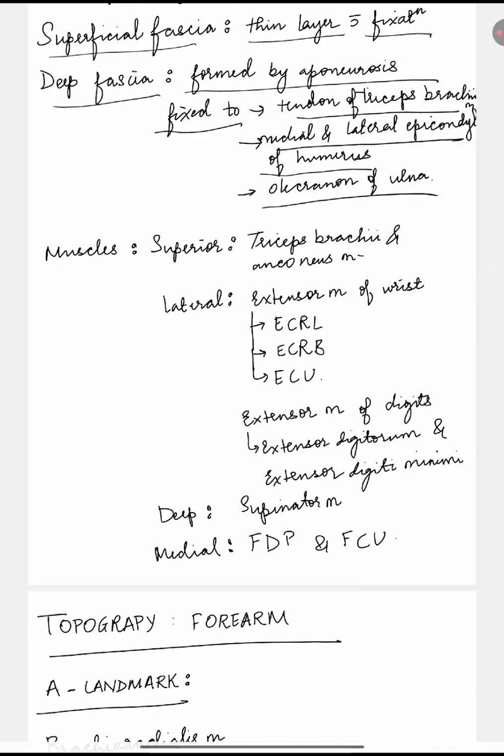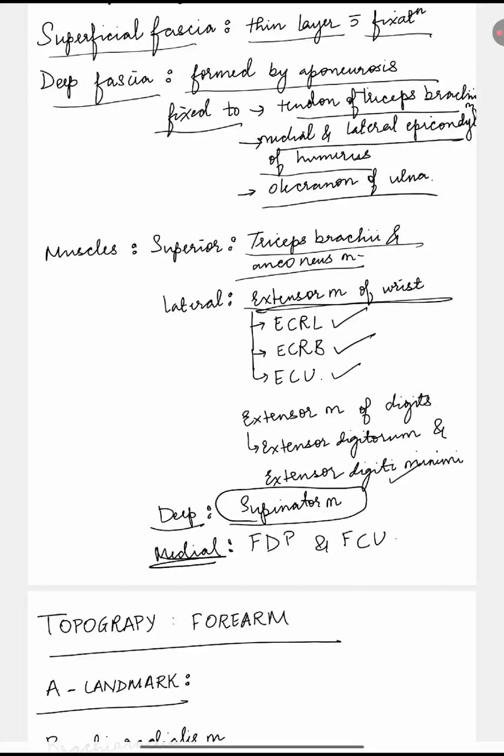Superiorly there is tricep brachii and anconeus muscle. Laterally there are extensor muscles of the wrist joint. Which are those? Extensor carpi radialis longus, extensor carpi radialis brevis, extensor carpi ulnaris muscle. And extensor muscles of digits, extensor digitorum, extensor digiti minimi, and deep there is supinator muscle, and medially there is flexor digitorum profundus, flexor carpi ulnaris muscle.